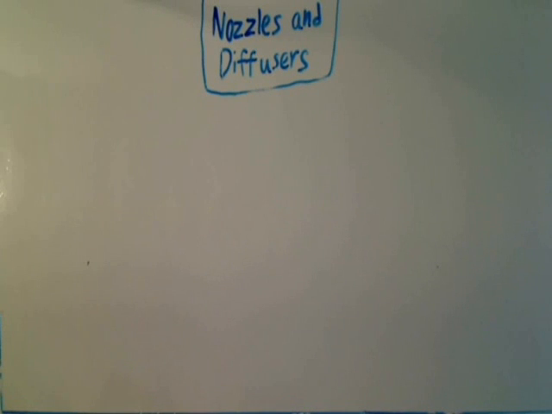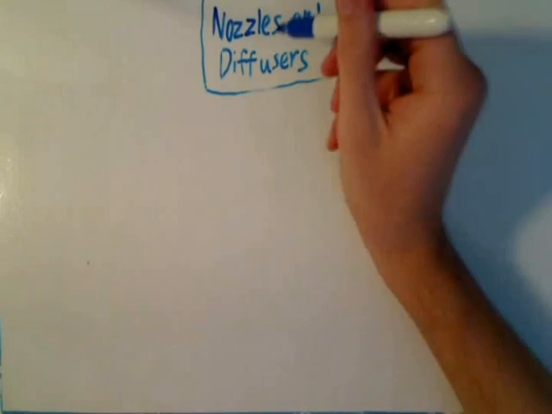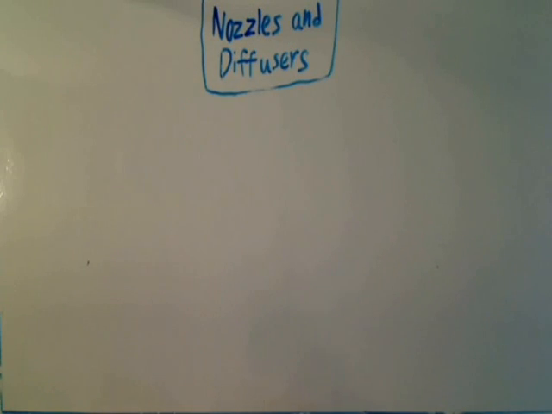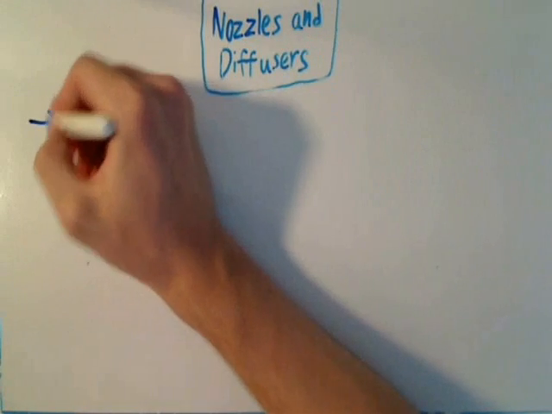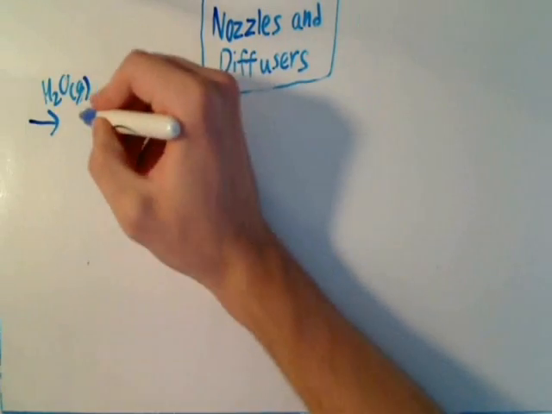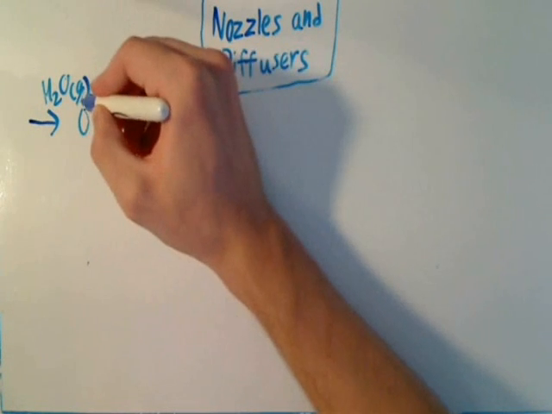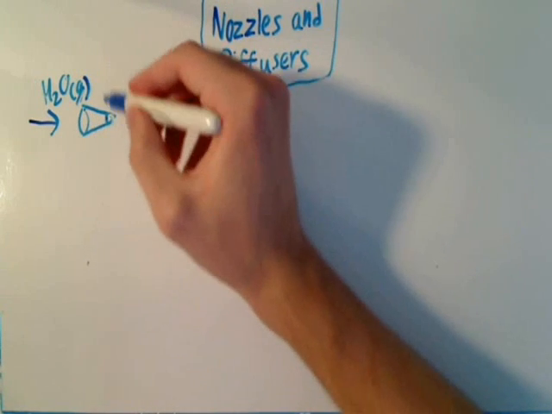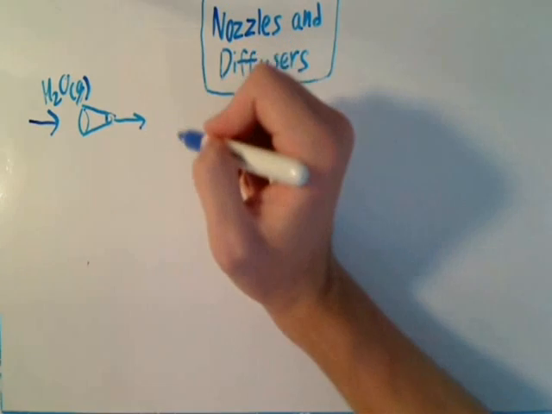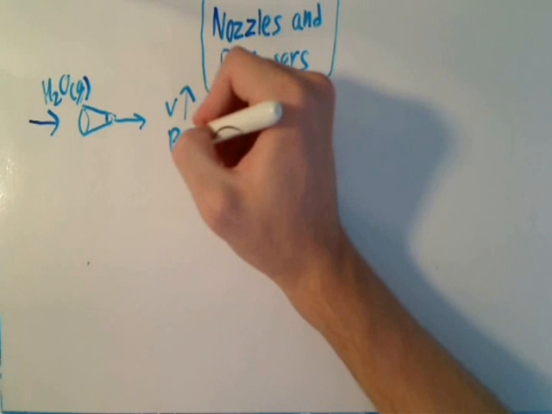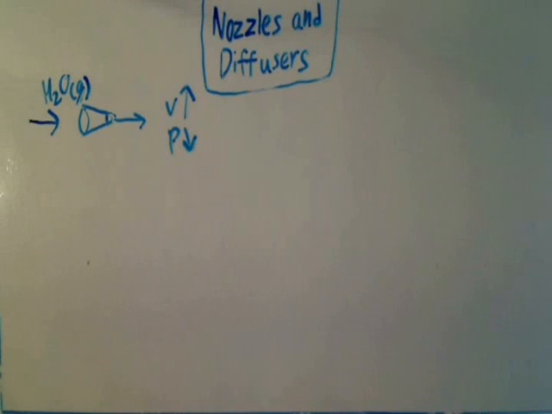Now we're getting into the very first devices. We're going to be talking about nozzles and diffusers. What a nozzle does is it creates a high velocity stream at the cost of pressure. Let's say we have steam, H2O in its gaseous form, in a pipe, and all of a sudden the pipe narrows gradually. So it ends up something like this. It's going to be coming out much faster, so velocity is going to increase, but the pressure of the fluid is going to decrease.